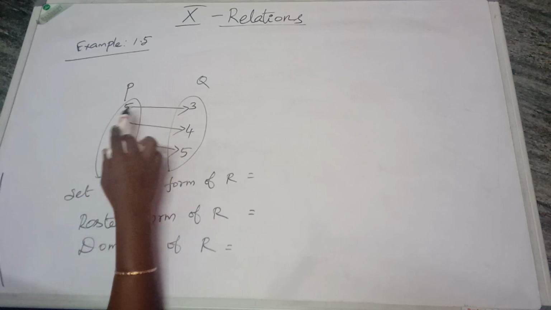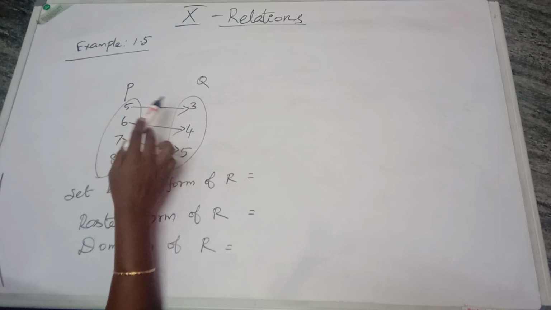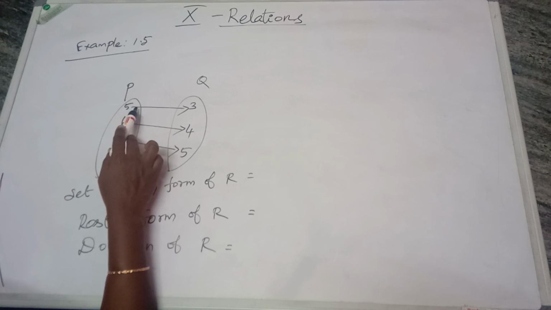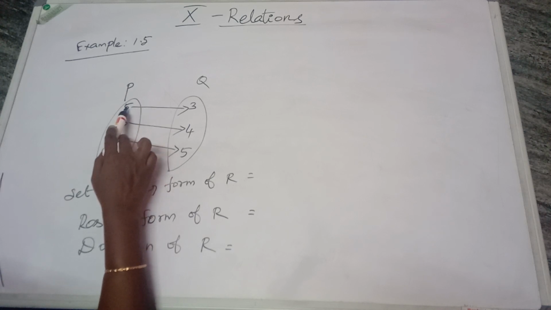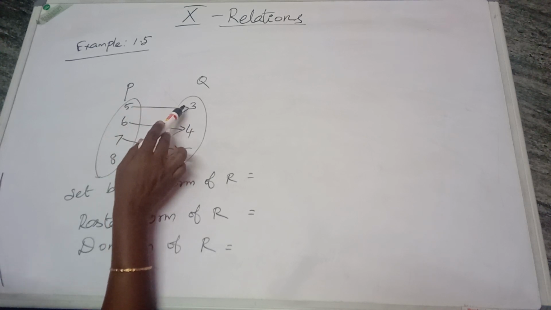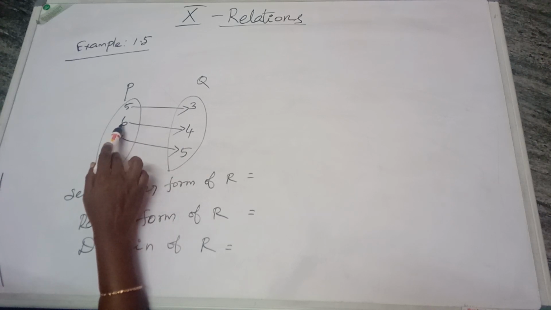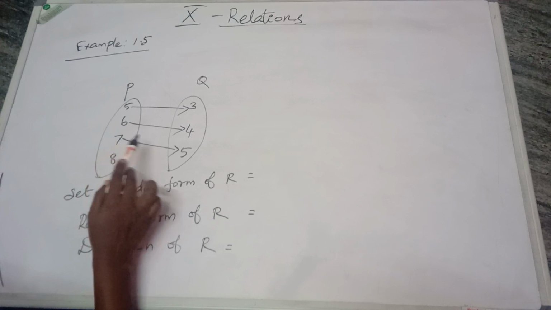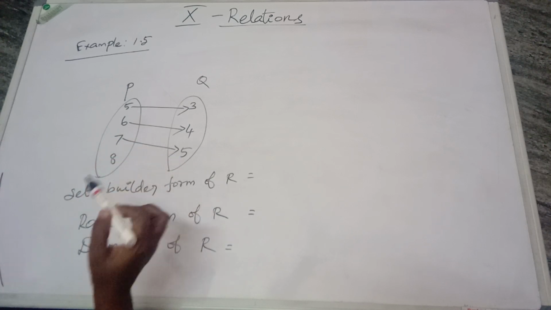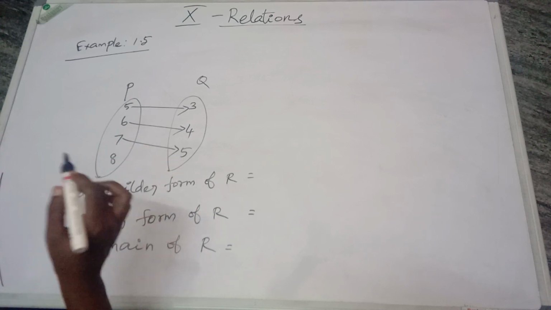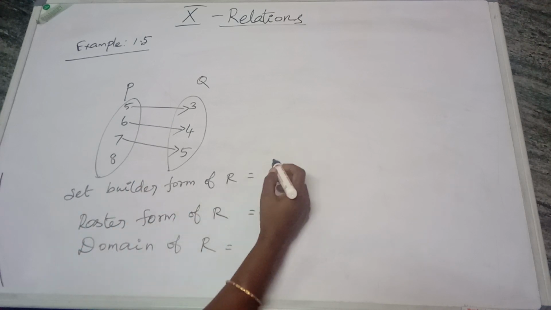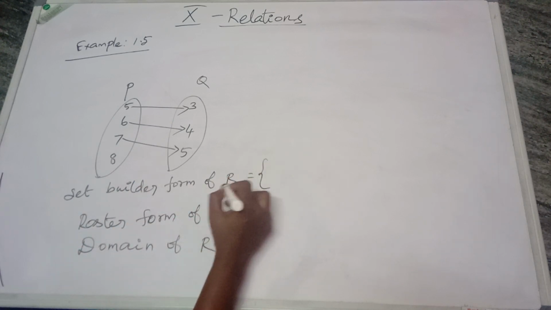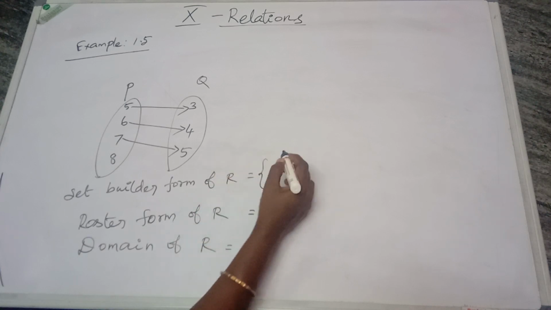5 is related to 3, 6 is related to 4, 7 is related to 5. So see that in that number, if you subtract 2 from this 5, we can get this 3. In the same way, if you subtract 2 from 6, we can get 4. If you subtract 2 from 7, we can get 5. So we can easily write this in set builder form. Here it is a relation, so this relation should be in pairs.